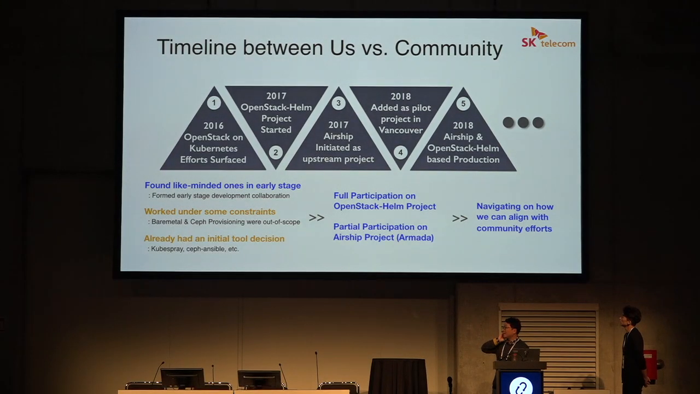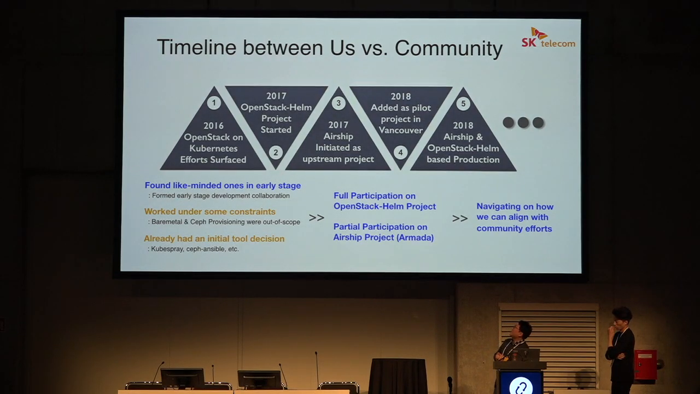And we had already made some initial tool decisions to provision Kubernetes, and we decided to use Kubespray, which is Ansible, for deploying Kubernetes. Then in 2017, Airship was initiated as an upstream project, but by then we were already using Kubespray, and bare metal provisioning was out of our scope. So we were not able to use the whole Airship toolset, but as I said previously, Armada was very helpful in solving the problem we were facing. So we decided to leverage Armada and contribute to the Armada project.